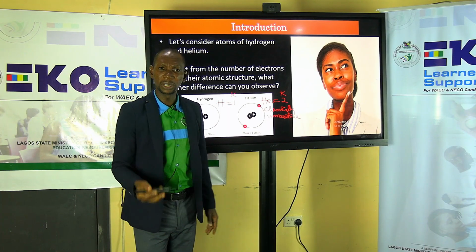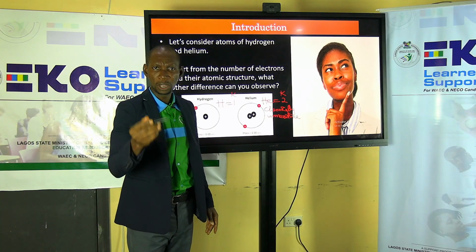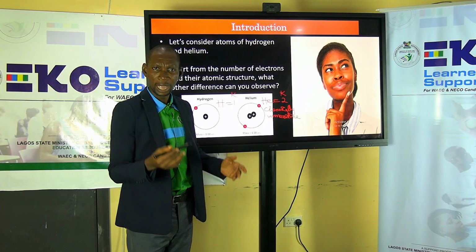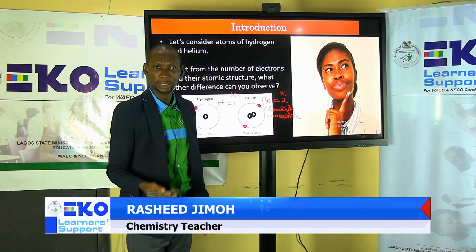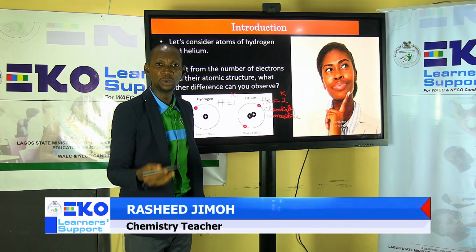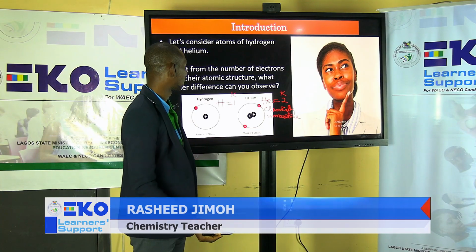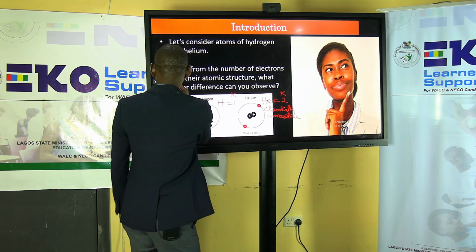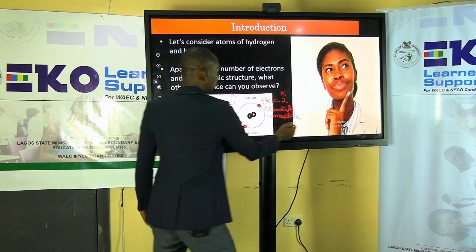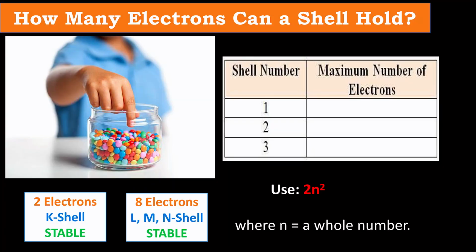Can you give me other examples of elements that are chemically unreactive? Fantastic job. Argon, neon, krypton, xenon. In fact, all the noble gases are referred to as being chemically unreactive. You're really doing well with the class so far. Well done to you. Okay, so how many electrons can a shell hold? That's the question I'm asking you.